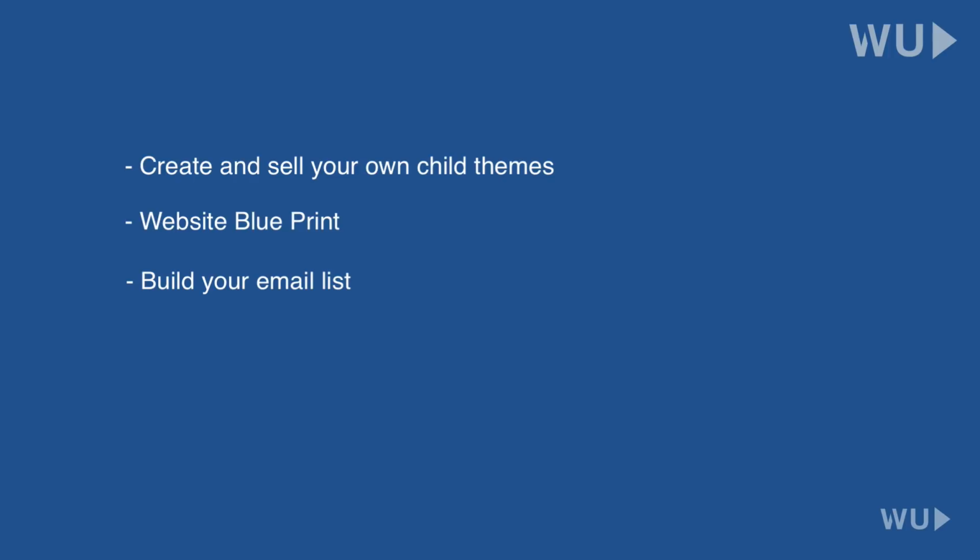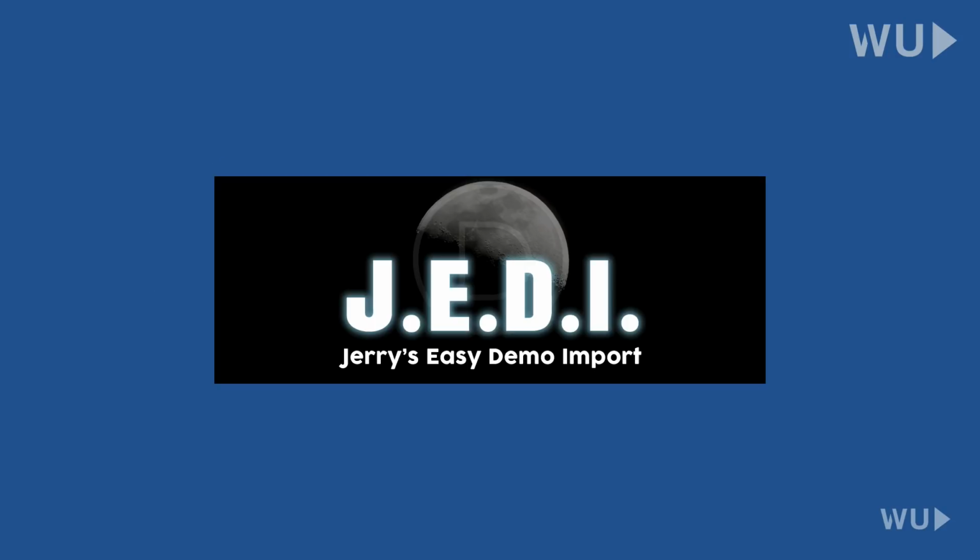The third way is to use these child themes to build your email list by giving them away for free. So these are a few ways that you can use this plugin. I'm going to show you how to use it. This involves packaging your website and also importing all your demo content on a brand new Divi website.